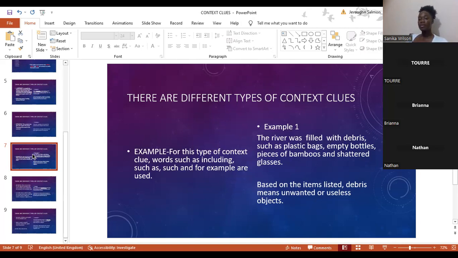Example number one, the river was filled with debris. If we knew not what debris meant, we would have known that debris must be something that is unuseful or unwanted. Because example one said the river was filled with debris such as plastic bags, empty bottles, pieces of bamboo, and shattered glasses, right? So because it provides items in example one, it lists what debris is. Based on that, we would know what exactly debris is, right? Yes, miss. Good. So we have gone through I. I means what again?